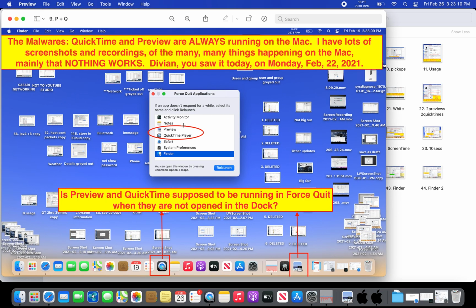I've talked to you about Preview and QuickTime all the time. They're not open here, but they're constantly running. See ForceQuit? They're constantly running, but they're not open here. And remember, I have two of them in screen time. Your thoughts on that or pass?